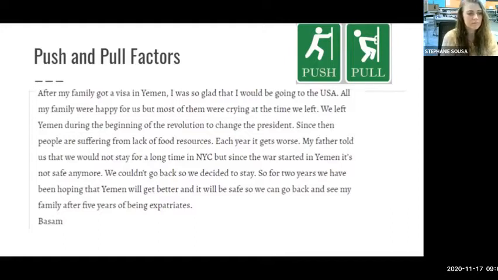My father told us that we would not stay for a long time in New York City, but since the war started in Yemen, it's not safe anymore. We couldn't go back, so we decided to stay. So for 2 years, we have been hoping that Yemen will get better and it will be safe so we can go back and see my family after 5 years of being expatriates."